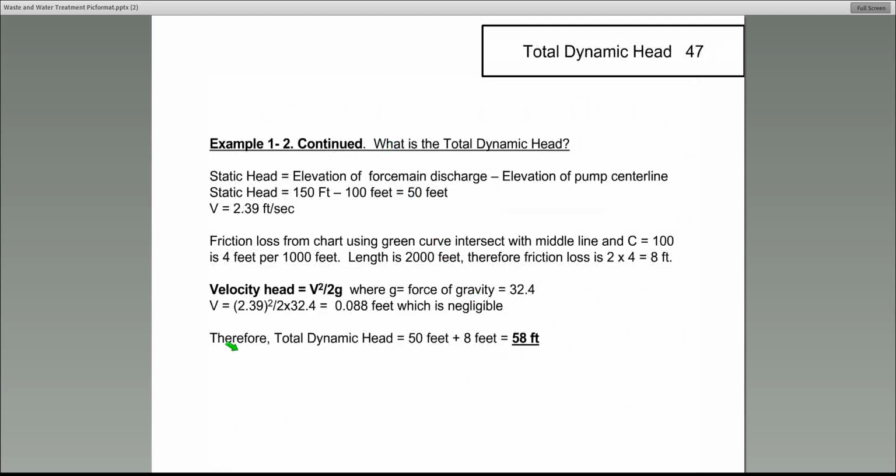So, first of all, we want to know what is the total dynamic head. All right, the static head from the figure that I showed you, remember it was 150 to the top of the hill. The pump was at 100 feet, so the static head difference is 50 feet. The velocity we calculated for an 8-inch pipe is 2.39 feet per second. Okay, the friction loss using the green curve intersect with the middle line and C equal 100 is 4 feet per thousand. Okay, let's go back to that curve.